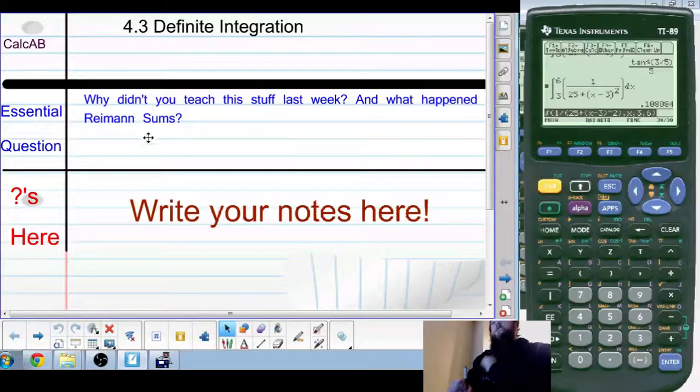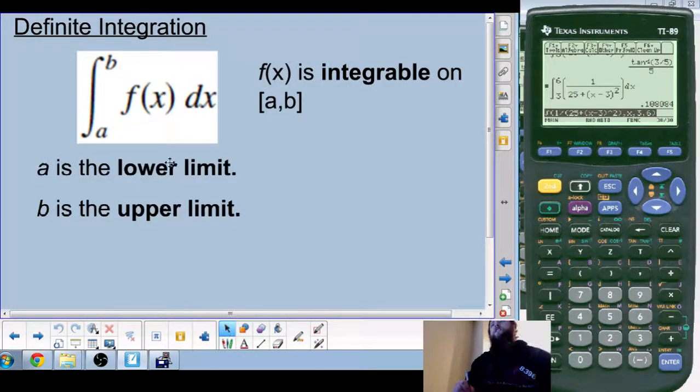The essential question is, why didn't I teach this stuff last week, and what happened to Riemann sums? Let's begin. So, what's the definition of definite integration?